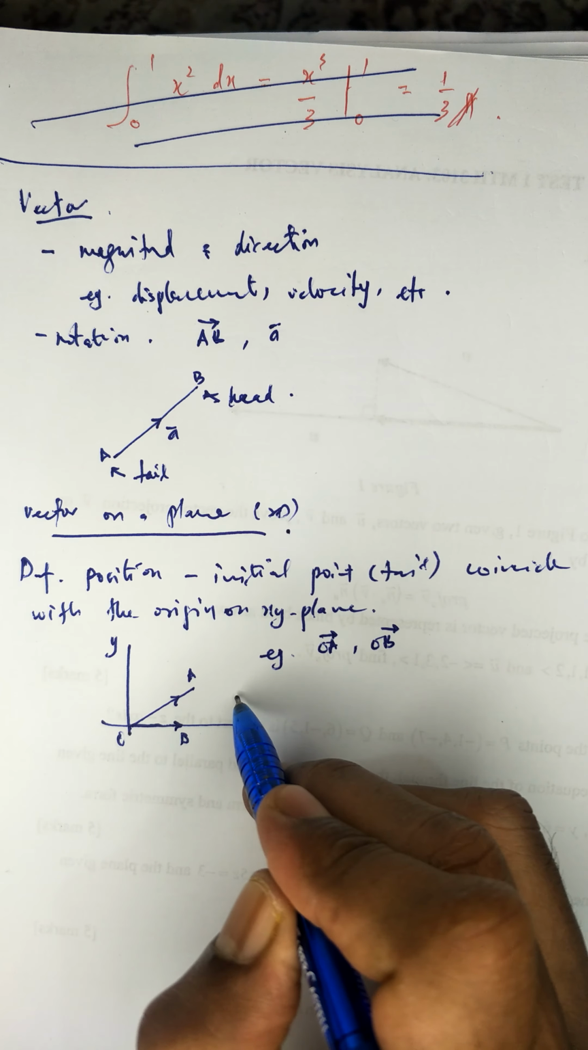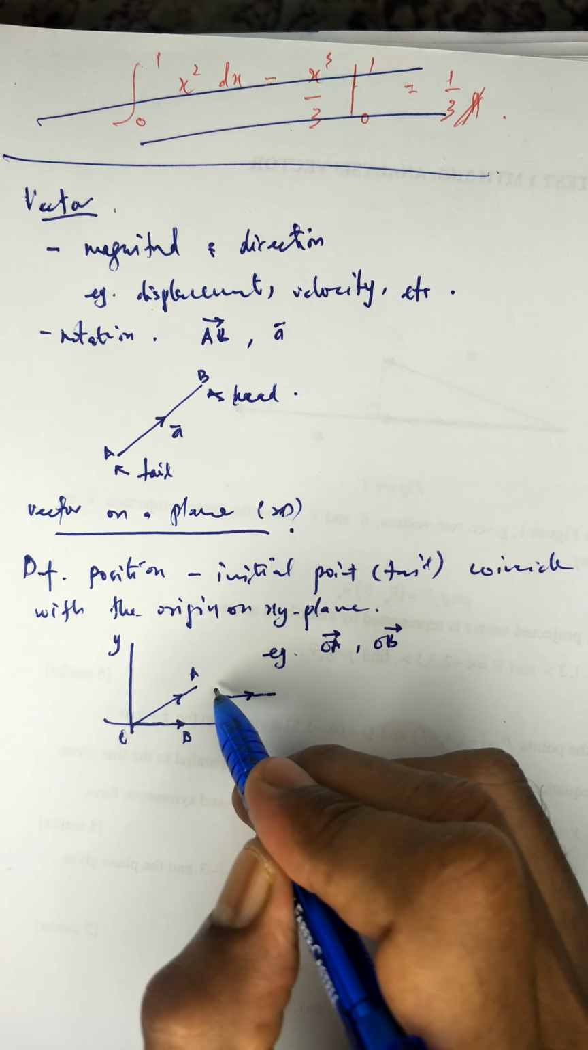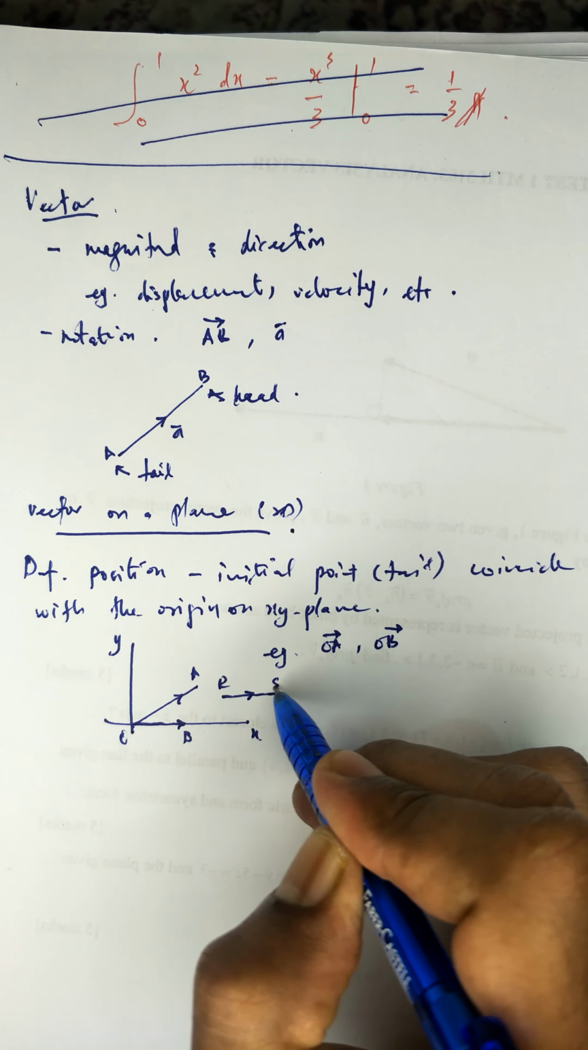But if you have another vector here, from, let's say, a point R to S, this is not a position vector.